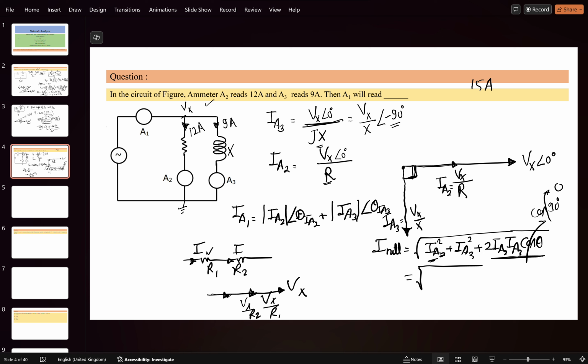IA2 is 12 squared. What is the value of IA3? It is given 9 squared. When you solve this, it will come out to be 15 amps, because this is 144 and this is 81, it will come out to be the square root of 225. So the net current will be 15 amps. So 15 amps current in magnitude terms will come here. Okay, I hope you have got the answer. Any doubt in this?